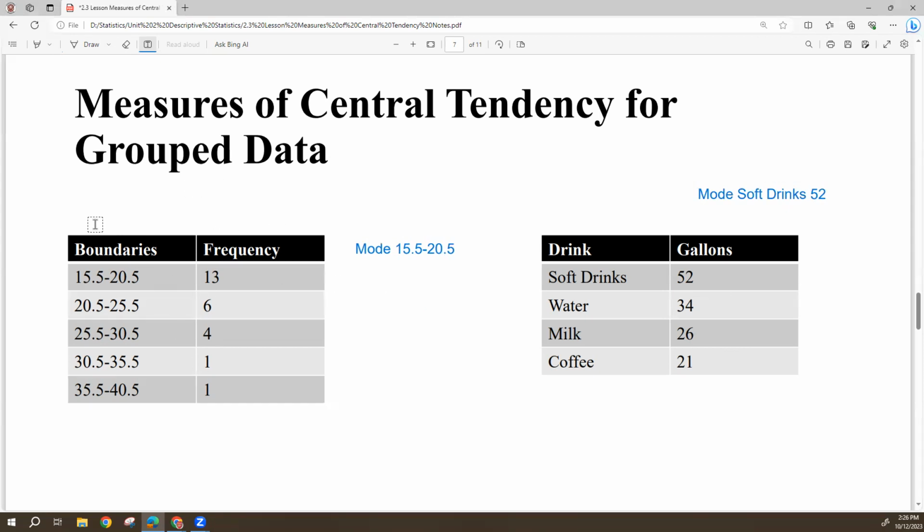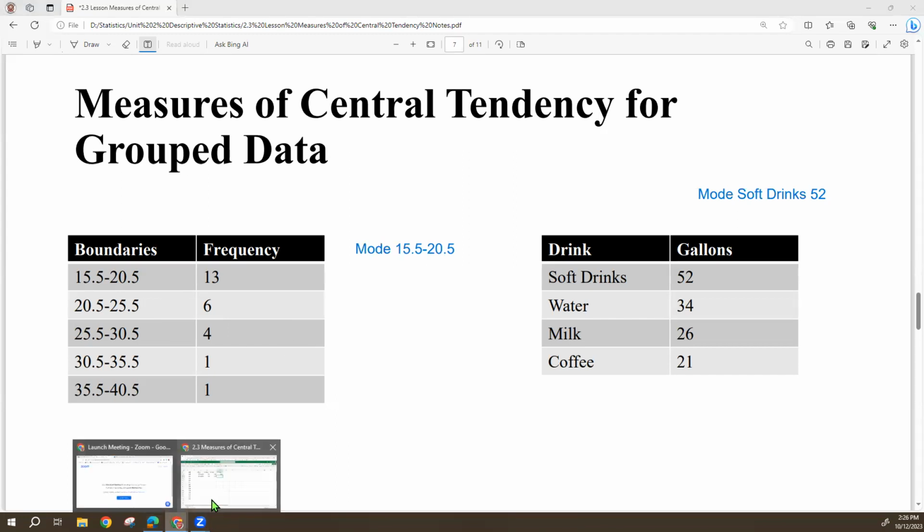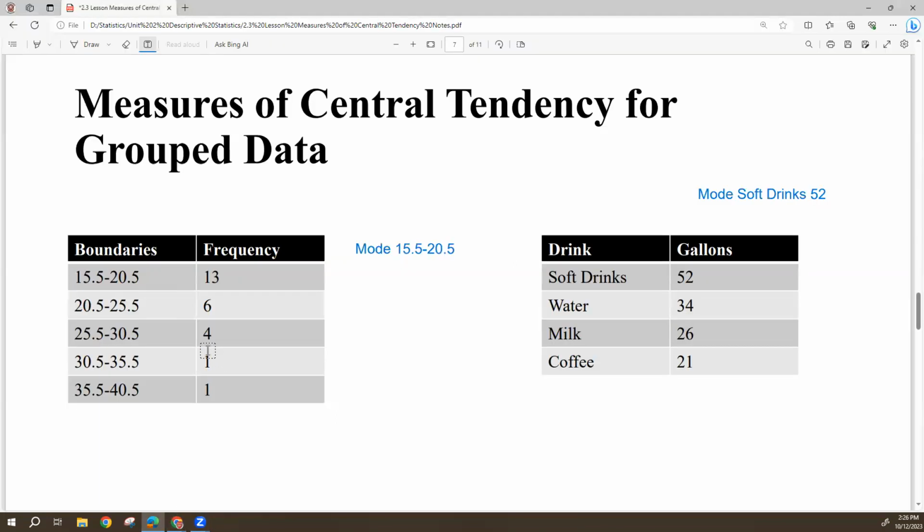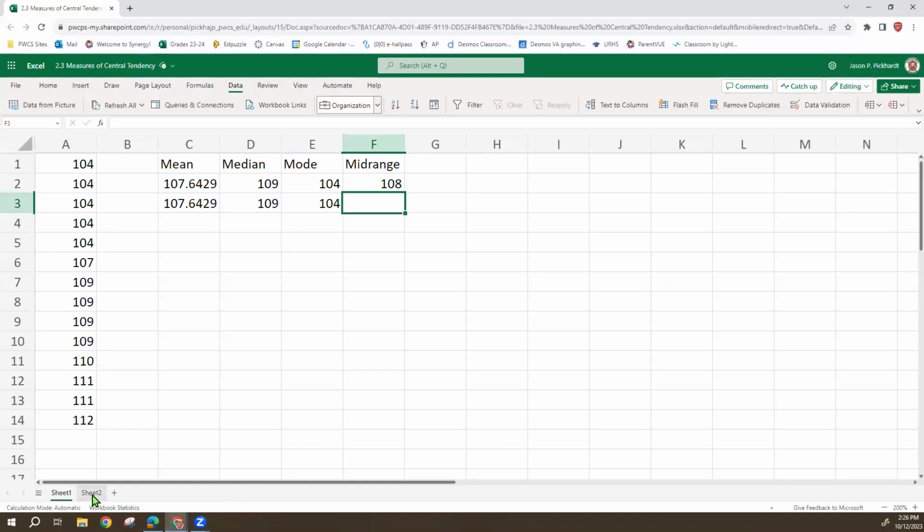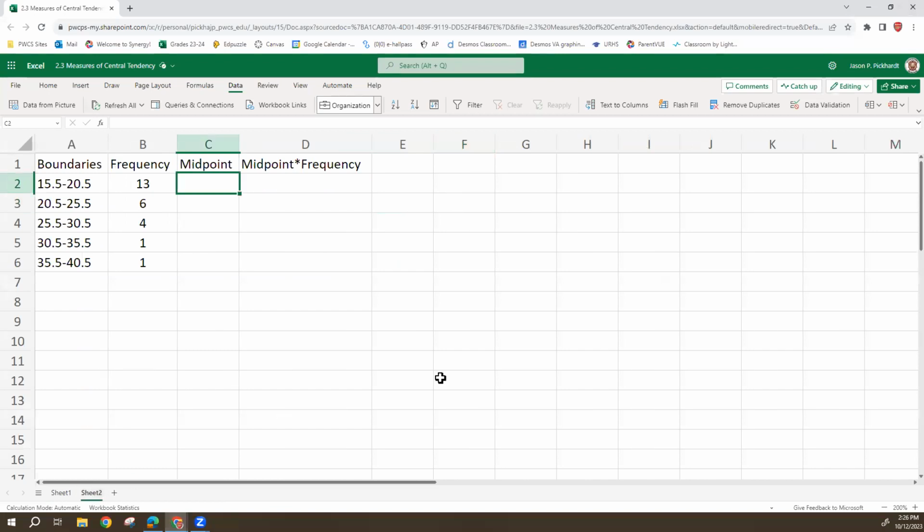The other thing we can find out about this table on the left is the mean. So what I would like you to do, actually, let me go back, is pause here, and I'd like you to get these two columns into Excel. So hopefully you got those columns into Excel. What we're going to do is find the midpoint of each of these groupings like we did previously. And so the midpoint here is going to be 18, and then 23, and then 28.